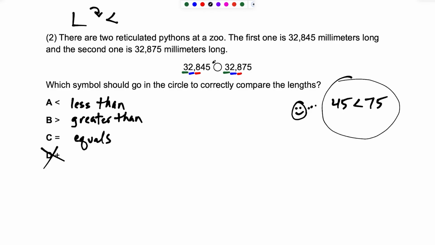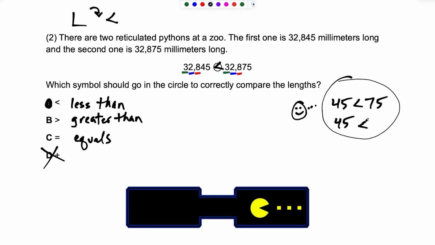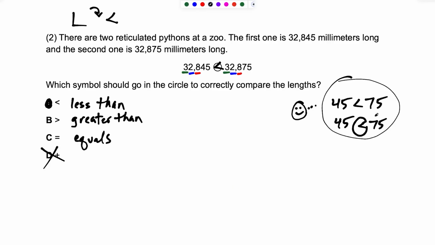So this is the symbol we're going to be using here. We're going to say that 32,845 is less than 32,875. Now, another fun way to remember this is that you could think of this symbol as Pac-Man. Pac-Man is a fun video game character, but Pac-Man wants to eat the bigger number. So his mouth is going to face the bigger number.